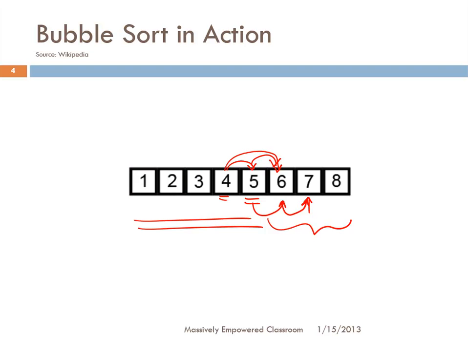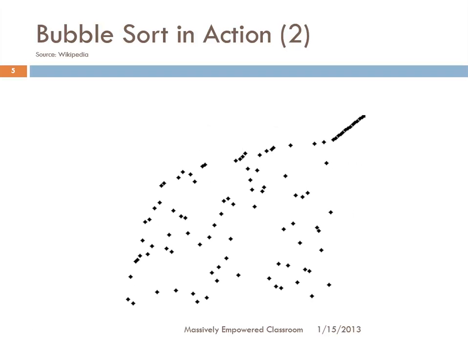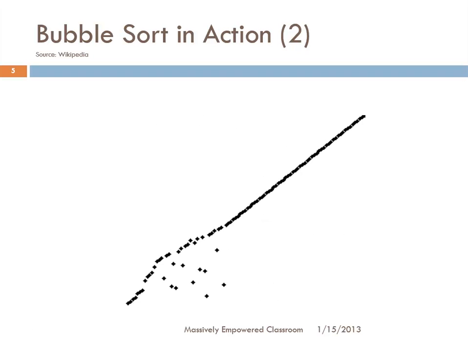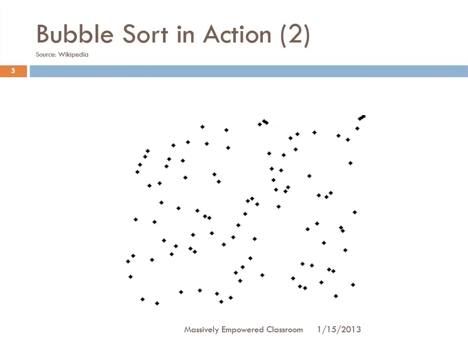Let's look at one more animation which is really visually very effective. Here is a set of points. See how they kind of fall into place. They are all bubbling down in this case to fall into their correct positions in the array.